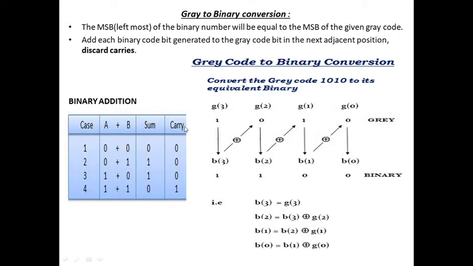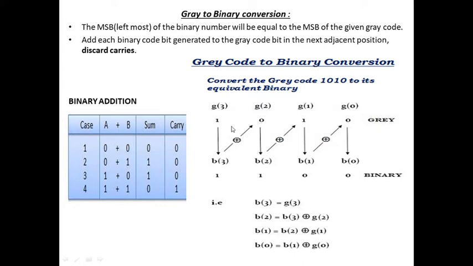Now there is a sum and there is a carry. 0 plus 0 is 0, no carry. 0 plus 1 is 1, no carry. 1 plus 0 is 1, no carry. But the last one, 1 plus 1 is 0, carry 1. You have to apply these rules here.